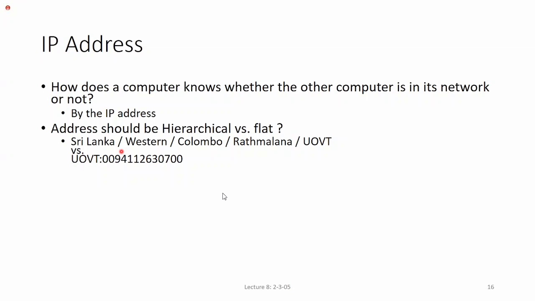Why do you say that? Just forget for a moment that 94 and 11 have a meaning. If they have a meaning, then that is again a hierarchical address. I'm asking, if you have just a number for a university, another number for your home and another number for your school, some random numbering system as addresses, or this kind of system, which one is better? Why do you say the second one is better? Somebody said the second one is better. Why?